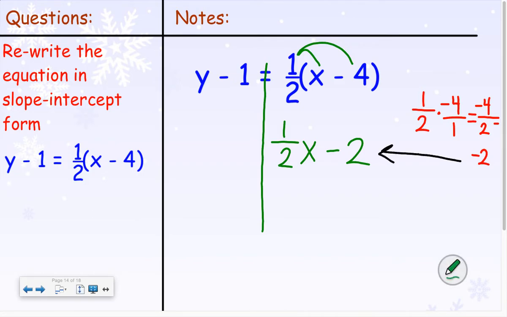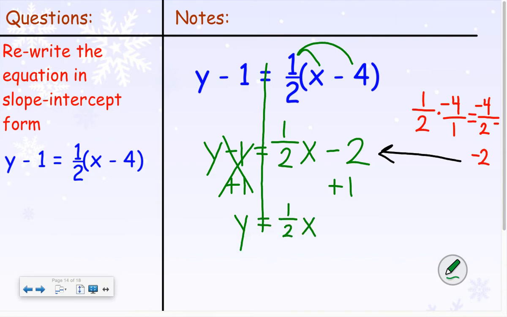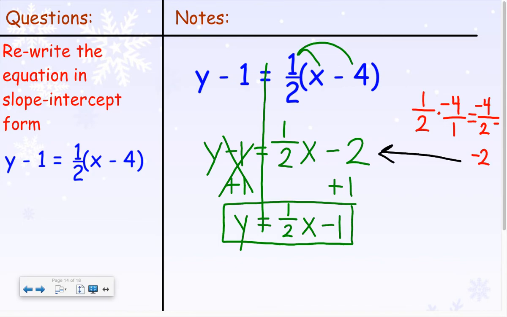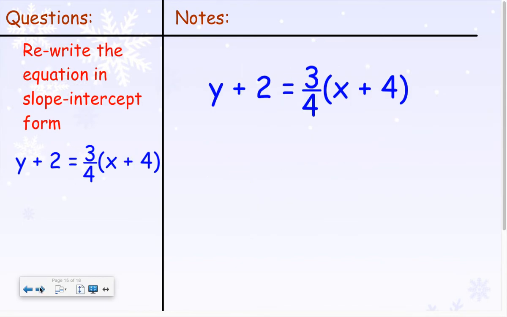Then I can bring down my y minus 1 and add 1 to both sides. So y equals 1/2 x, and negative 2 plus 1 is negative 1. So 1/2 is my slope, negative 1 is my y-intercept.